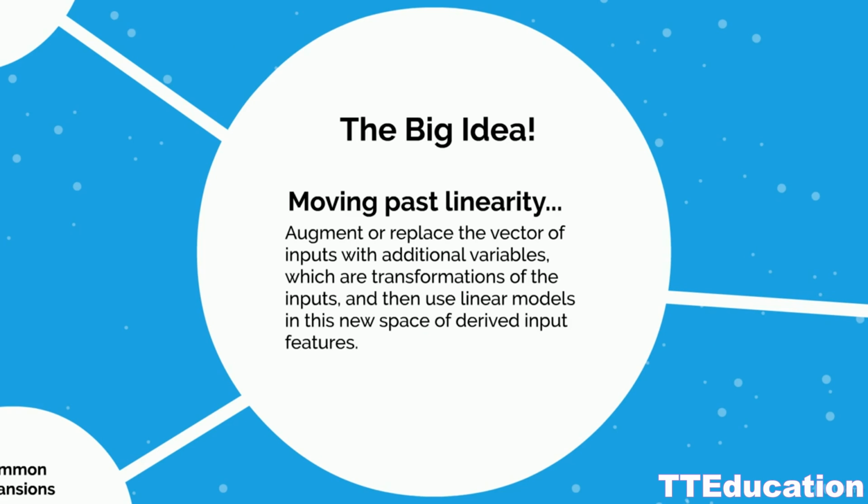So the core idea is to augment or replace the vector of our inputs, x, with additional variables, which are going to be transformations of our inputs, and then we can use linear models in this new space of derived input features. So this is actually kind of similar to the kernel methods that we talked about in the previous video when we were talking about support vector machines. However, this is going to allow us to move past that a little bit.